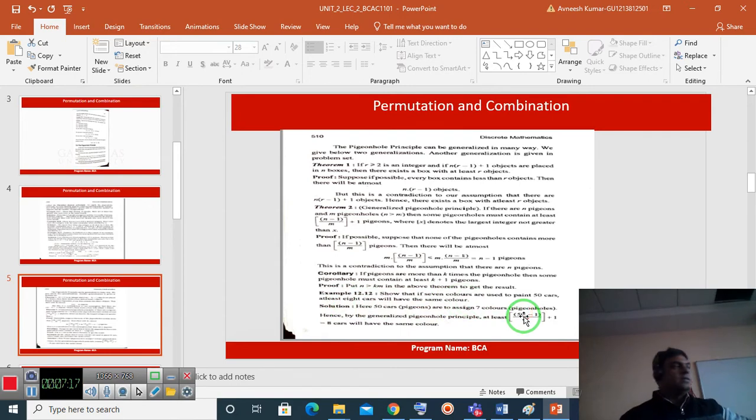आप कैलकुलेट ऐसे कर सकते हैं, 50 minus 1 and divide by 7, plus 1. तो this result is 8.